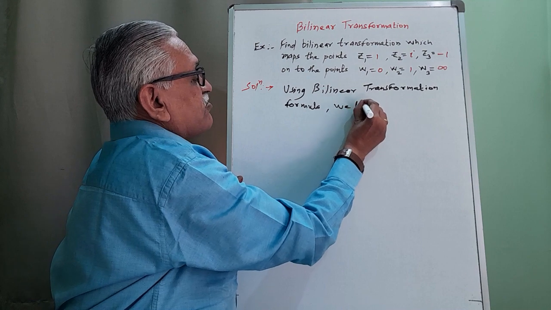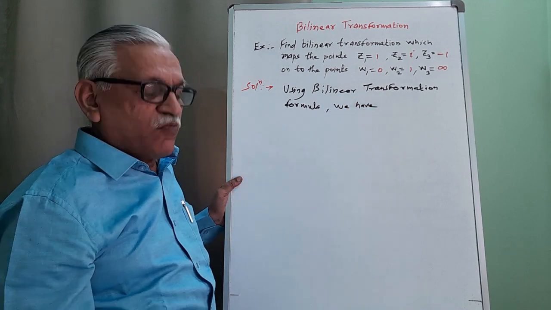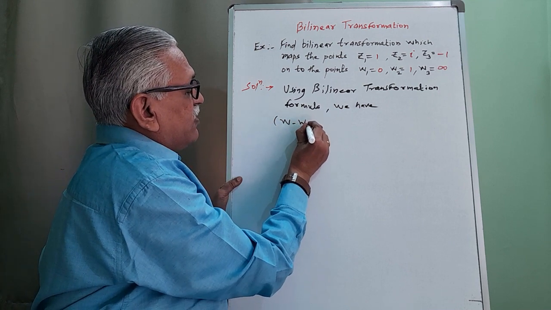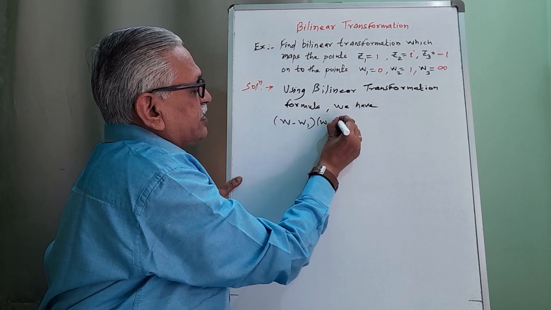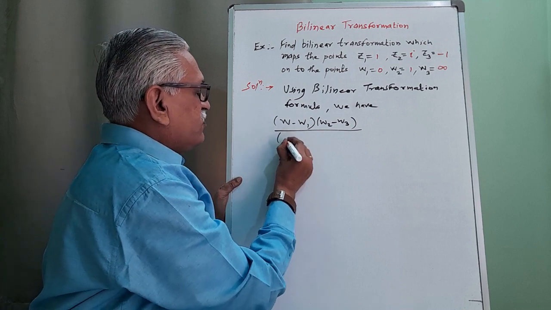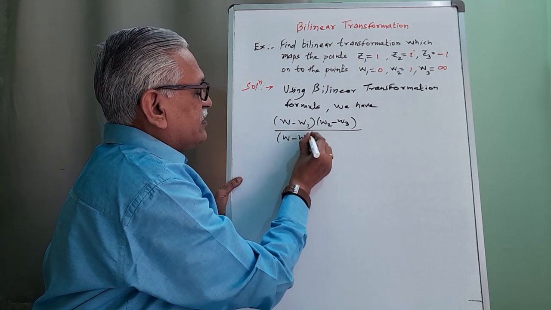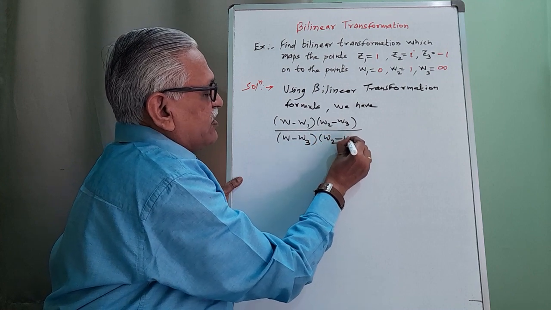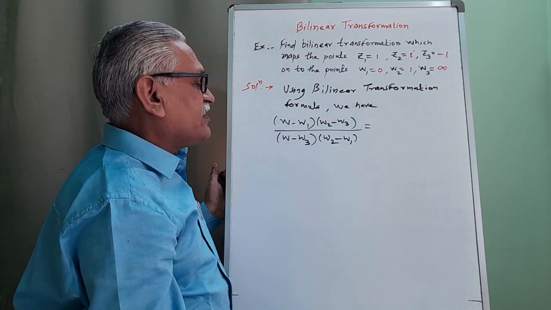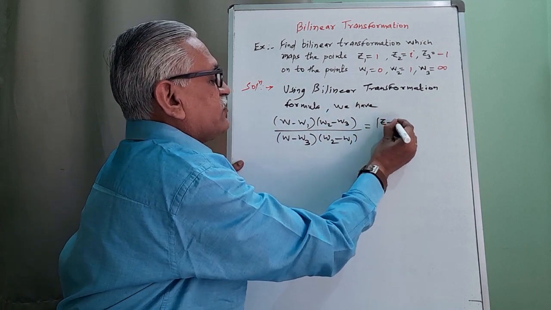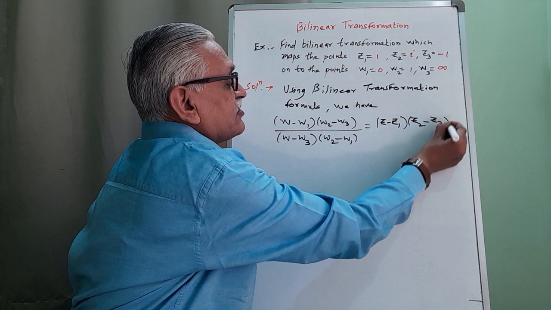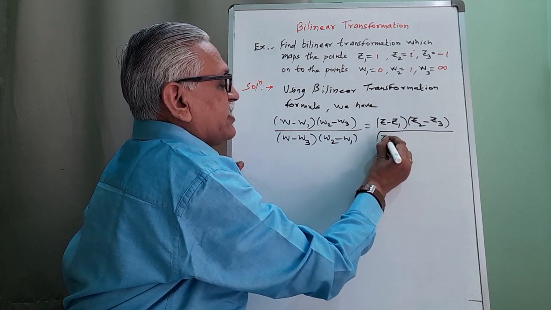We have that formula: (w minus w1) into (w2 minus w3), in order 1 2 3, and in the denominator we have (w minus w3) and (w2 minus w1), 3 to 1. The same type of terms are on the right hand side for z: (z minus z1)(z2 minus z3), and in the denominator (z minus z3)(z2 minus z1).